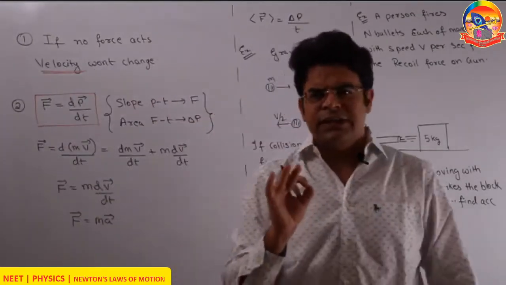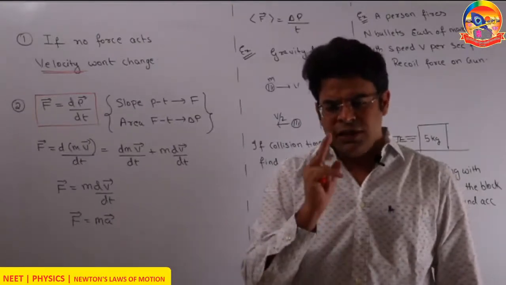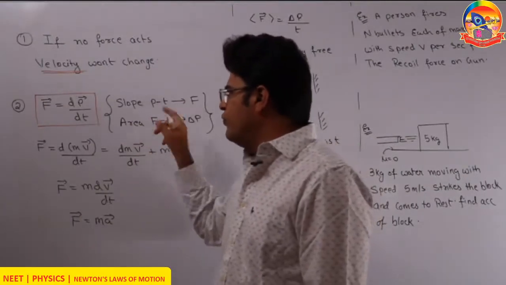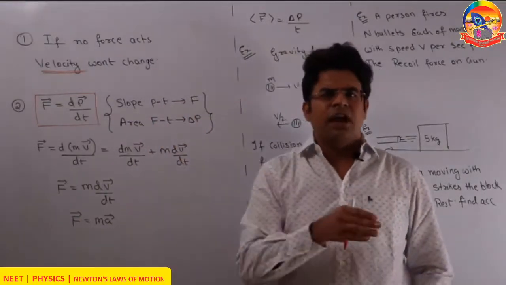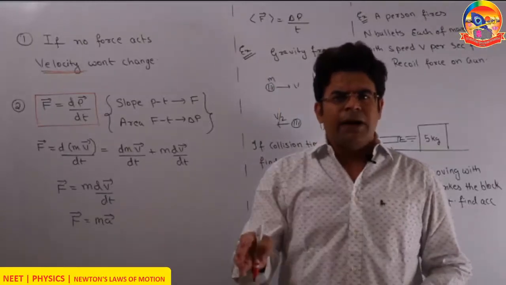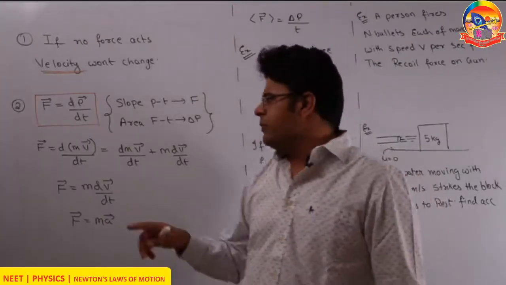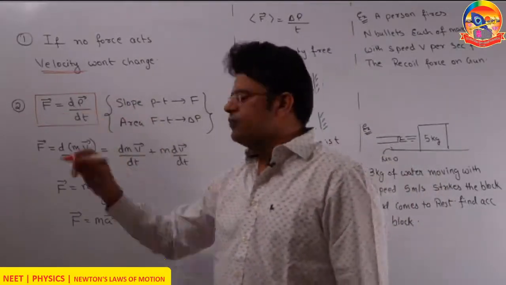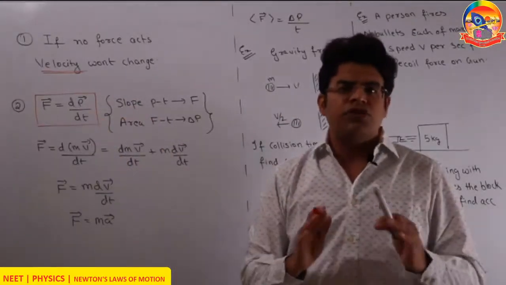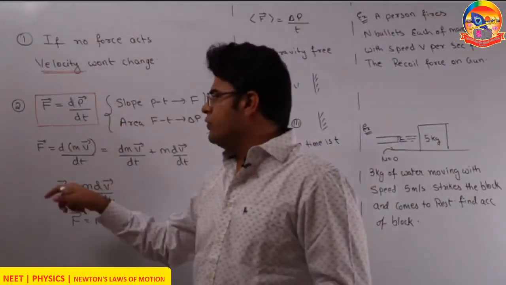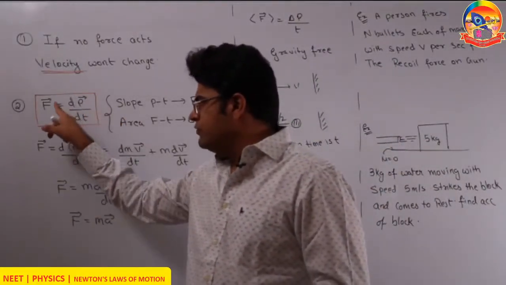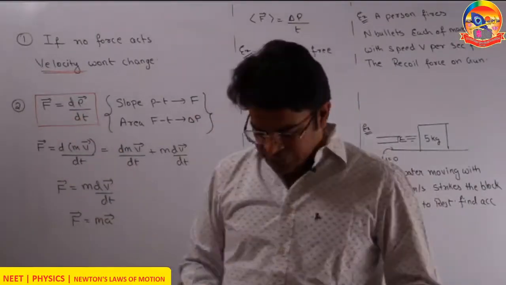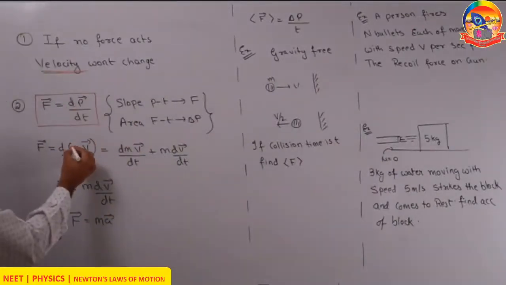Every time you see this type of differential equation, you should instantly get two things. First, the slope of momentum-time graph will give you force, because the slope of a y-x graph gives you dy by dx. So the slope of momentum-time graph will give you dp by dt, which is force, and the area under the force-time graph will give you the change in momentum. Now see, here we can write momentum as mass times velocity.